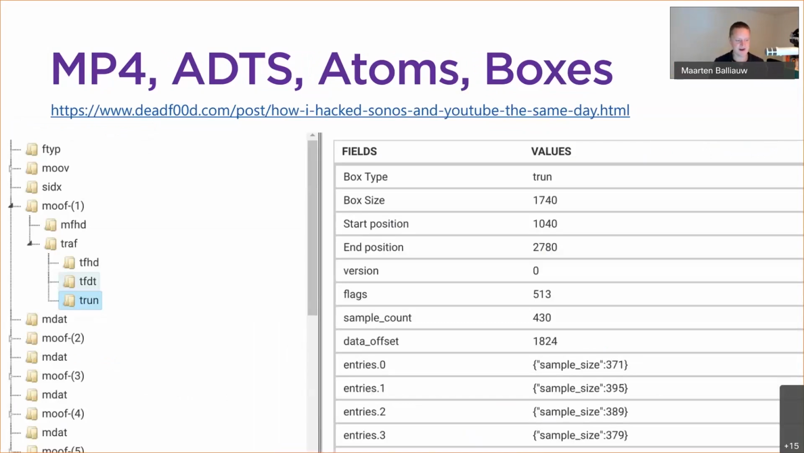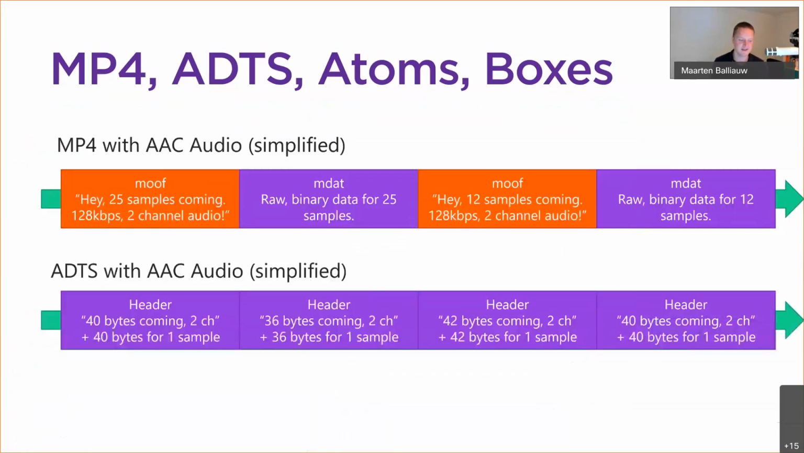In MP4 and ADTS, essentially what you will find is atoms, which are parts of data, the things that you see in the tree on the left here. And those atoms would then be stored in boxes and would contain metadata about which data is available and so on. My good friend Deadfood by then has a very interesting blog post about how this works, but I think it would lead us too far. So I made a simplification of this.